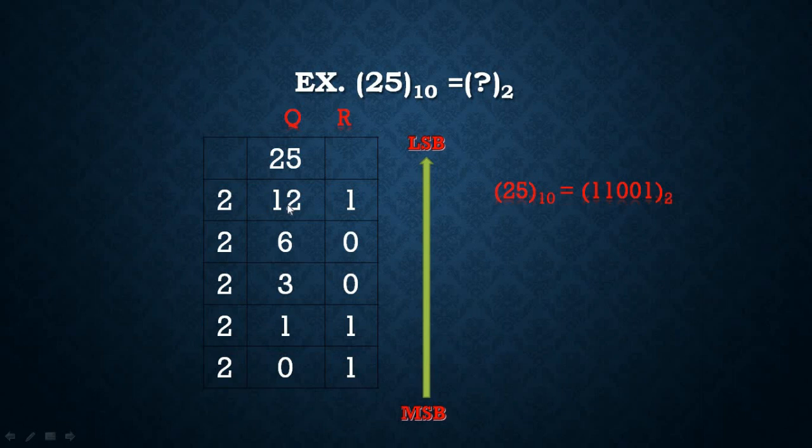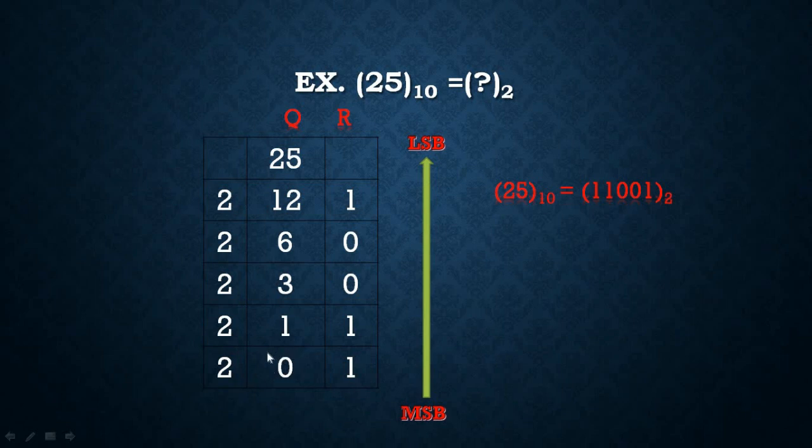Now the new quotient has arrived. We divide this quotient again by 2. When we divide 12 by 2, we get the quotient 6 and remainder 0. Again we divide this 6 by 2 and get the quotient 3 and remainder 0. Again we divide this quotient 3 by 2 and get the new quotient 1 and remainder 1. Again we divide this 1 by 2.